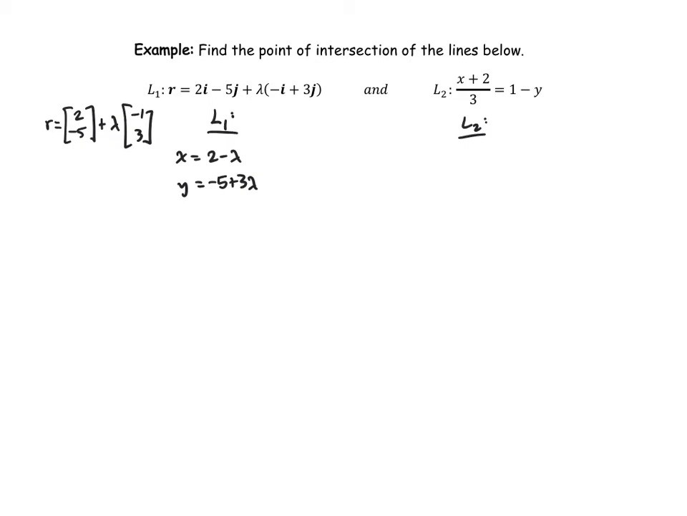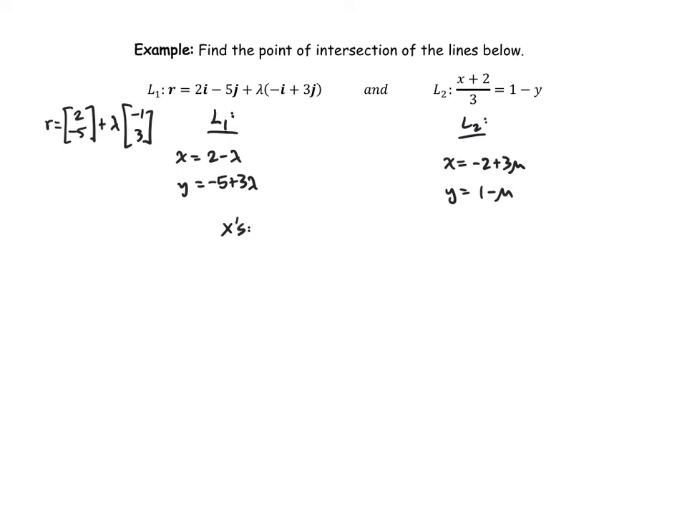Our second line, we're going to use a separate parameter. We can't assume that they're on the same parameter, but later on we might be able to if we can see something special. It looks like x would equal negative 2 plus 3 mu, and y would equal 1 minus mu. You can tell this is in 2 dimensions because you only have an x and a y component.